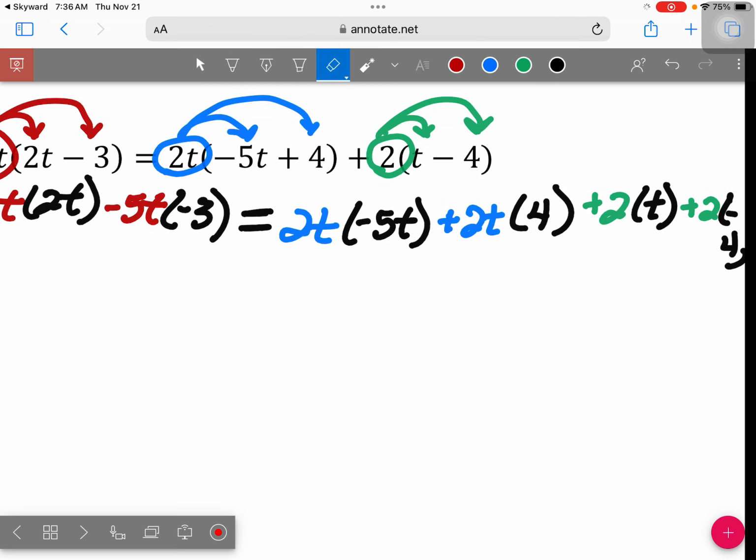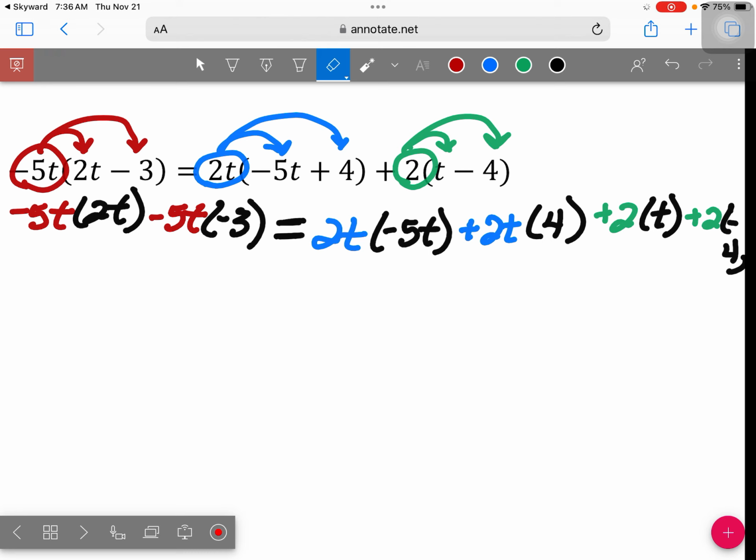All right, so now I can start to simplify. Negative 5 times 2 is going to be negative 10. This is t times t. Remember, t to the first times t to the first, you add the exponents. So that is t squared. Then I have -5 times -3, which is positive 15t, because there's only one t there.